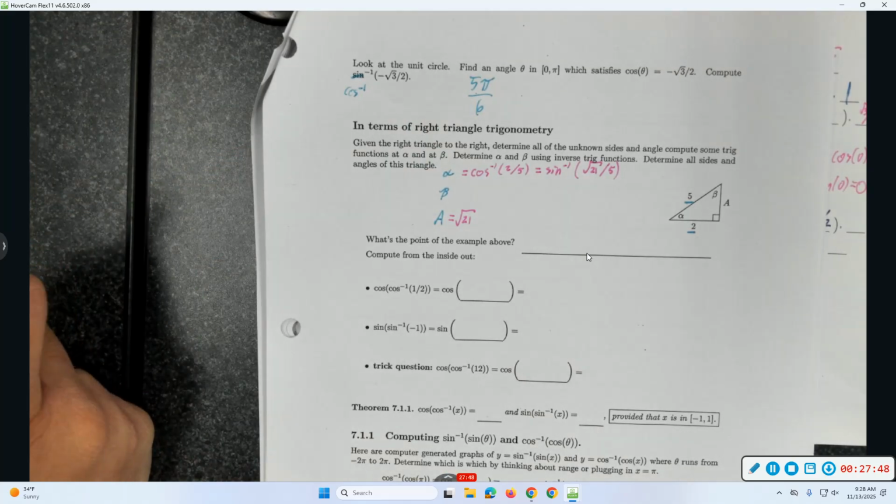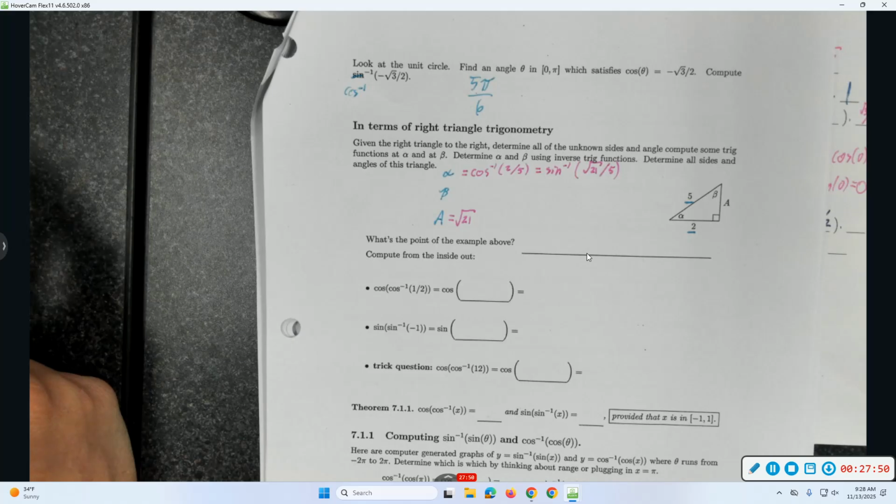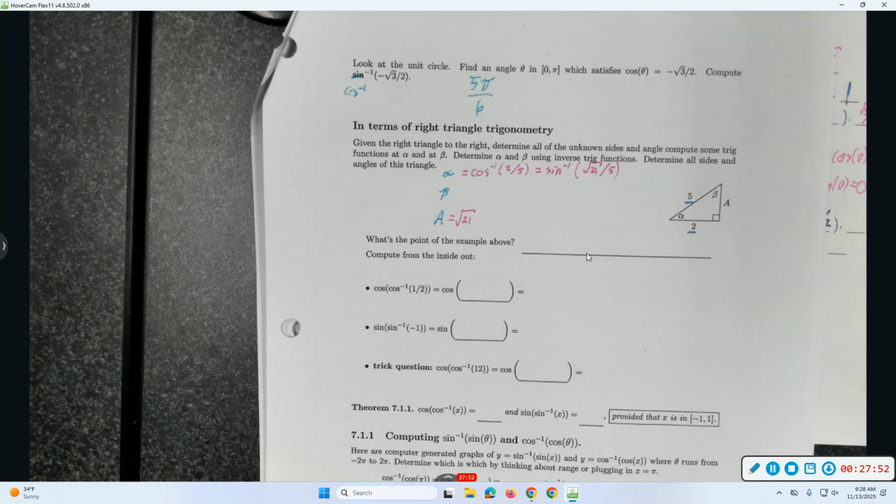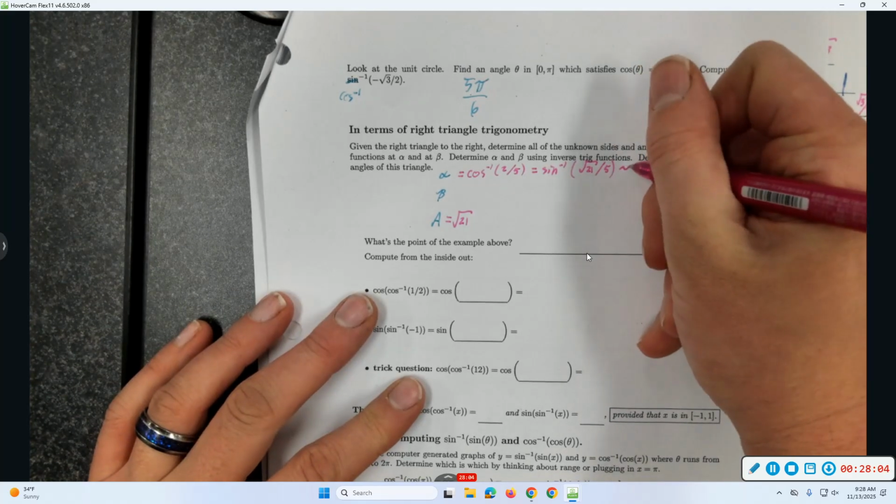Compute for me inverse cosine of 2/5. Well, you already have done that. Compute for me also inverse sine of root 21 over 5. Do they give the same answer? Nice. What answer is that? Give me the decimal value.